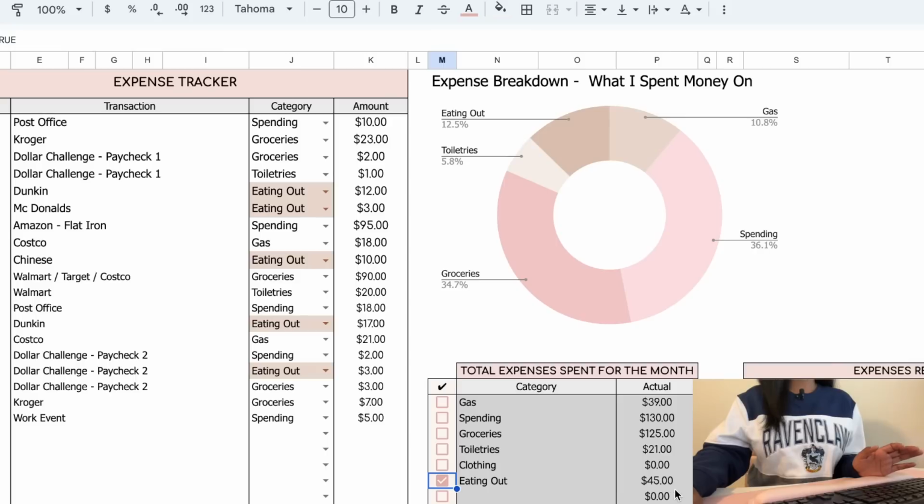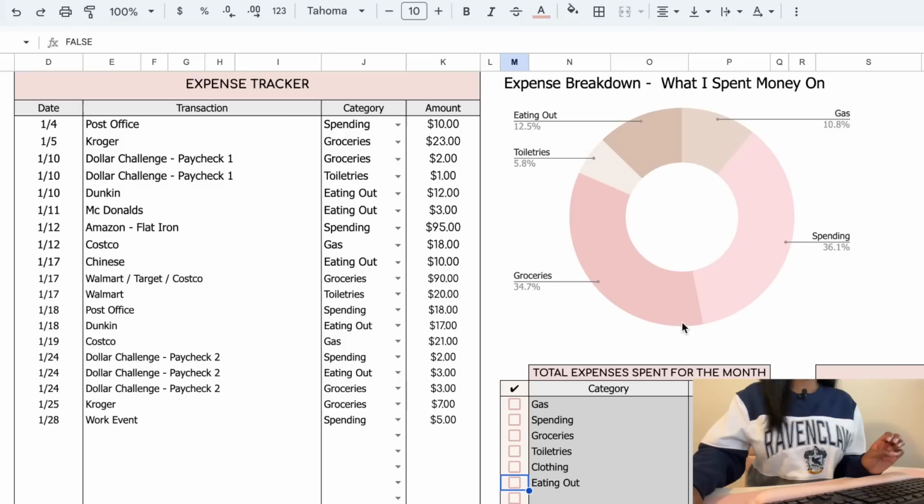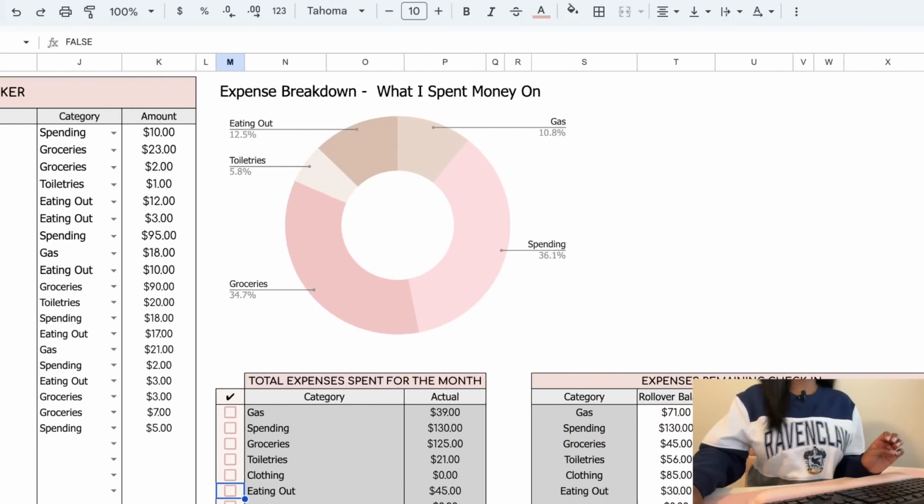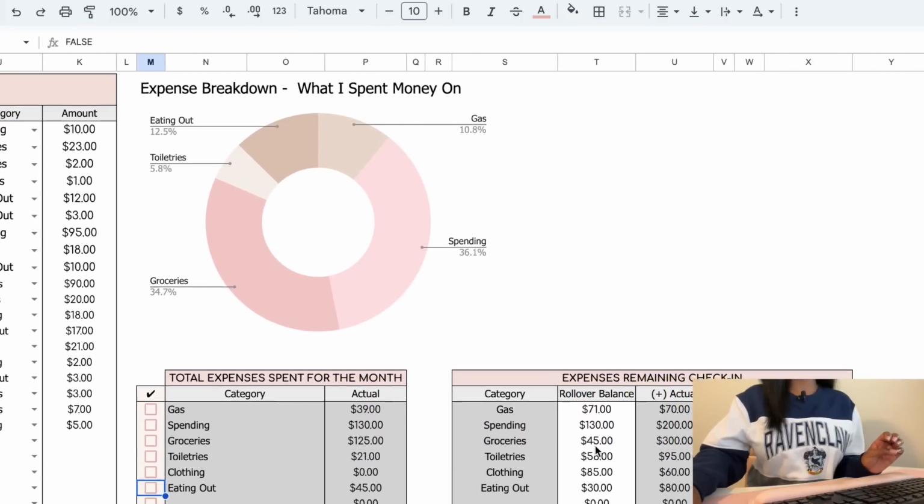And then lastly, we have eating out. Went out to eat a couple of times, but for the month only totaled $45, which I am not mad at. I went to Dunkin', McDonald's, Chinese food, so just little things to help me throughout the month. But as I said, overall, not upset with my spending for expenses. I am actually very proud.